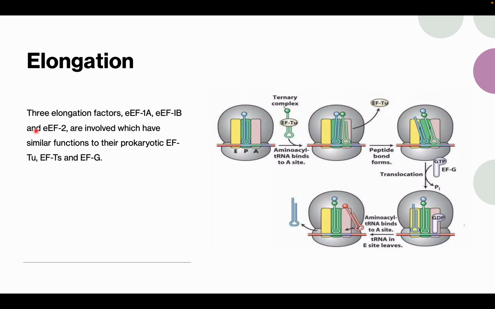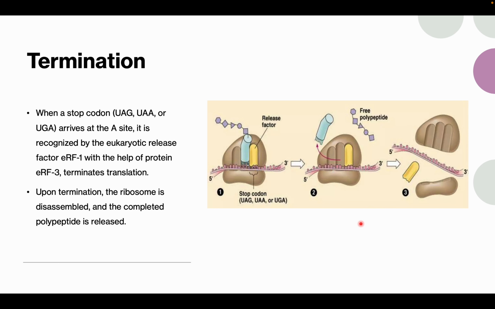And with the help of eEF2, or EF-G in the case of prokaryotes, the uncharged tRNA gets translocated to the E site, and then the tRNA with 2 amino acids gets translocated to the P site, and then there is space for another tRNA to come, and the process continues until we find the stop codon. So the termination is exactly similar to the prokaryotic termination.